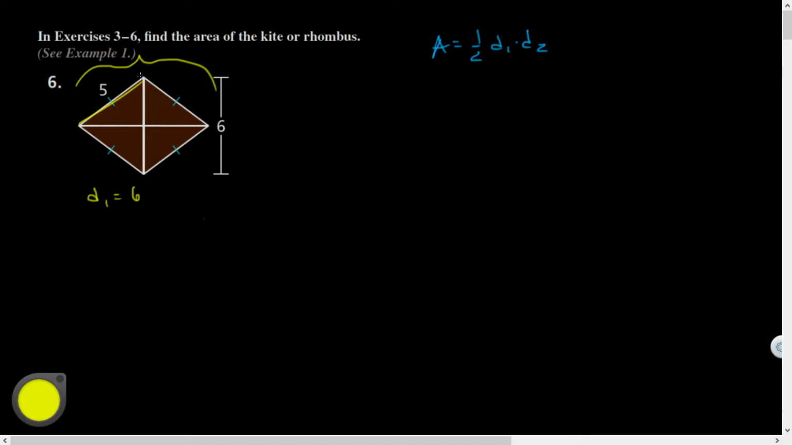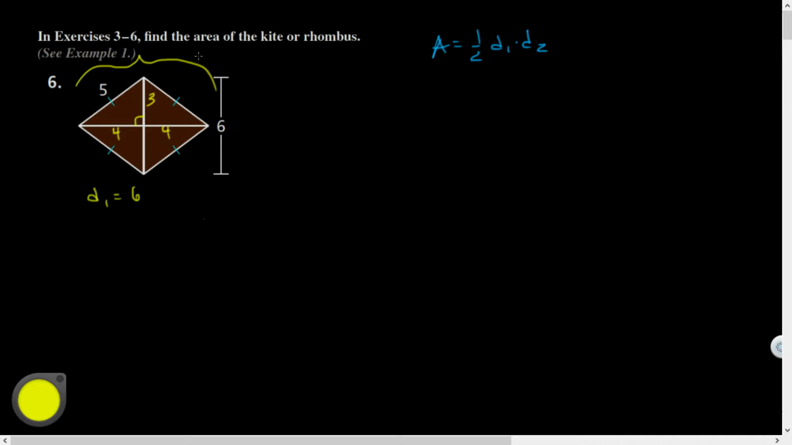5 plus 5 would be the long way around. But these are right triangles. If this is 6, then what's this length? 3. And therefore, immediately you guys know what this length is. It's 4 because that's a Pythagorean triple. Hooray! So here's 4, right?